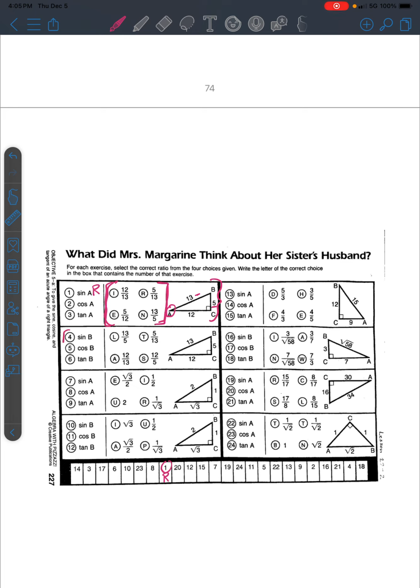When I get down to 4, 5, and 6, these are my options. Same thing all the way through 24. You are going to answer this question here. So if it doesn't make words, it's probably wrong somewhere. So figure out where you went wrong. And you want to answer, what did Mrs. Margarine think about her sister's husband?